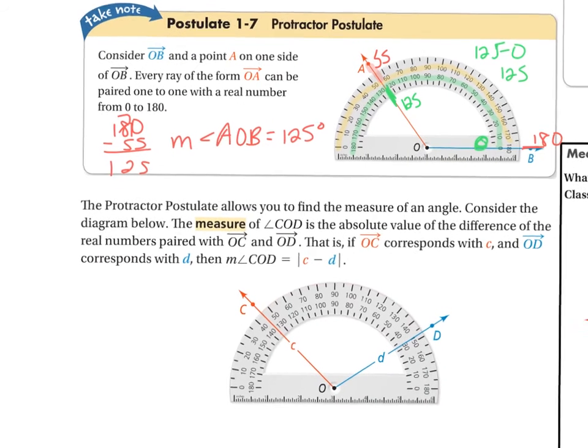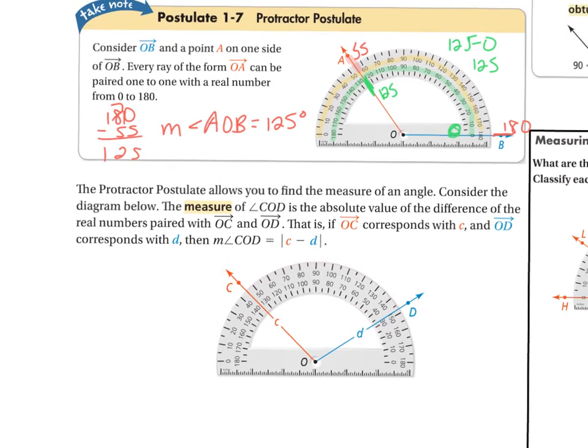And then here is that protractor postulate that I just showed you. It allows you to find the measure of the angle. So I should have used absolute value on this point right here, but I did not. This is just like the segment addition postulate. You have to take the absolute value because you're talking about distance, so you're going to be having positive angle measures.